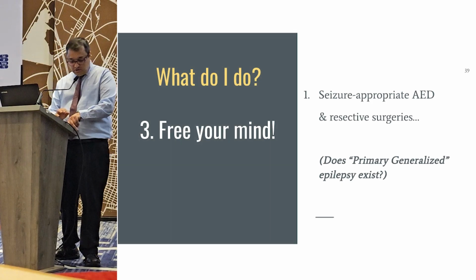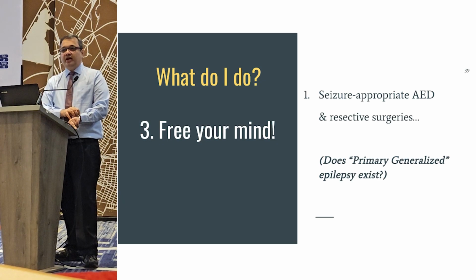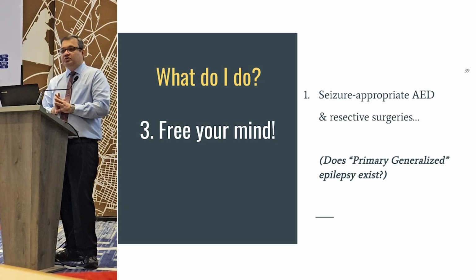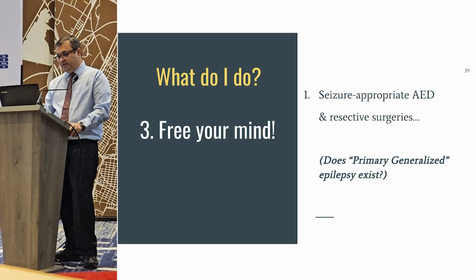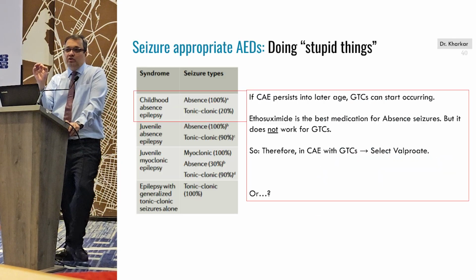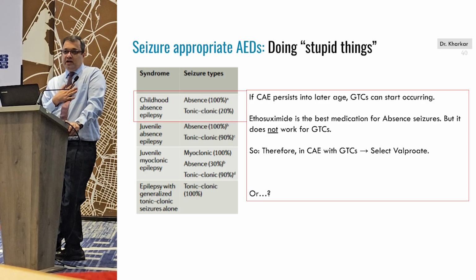Now, we talked about syndrome-specific anti-epileptics. Let's talk about seizure-specific anti-epileptics. And I alluded to one way in which you can use it. Even though we have been told all our life that Ethosuximide is the drug of choice for childhood absence epilepsy, if this person now starts developing generalized convulsions, what is the drug of choice?